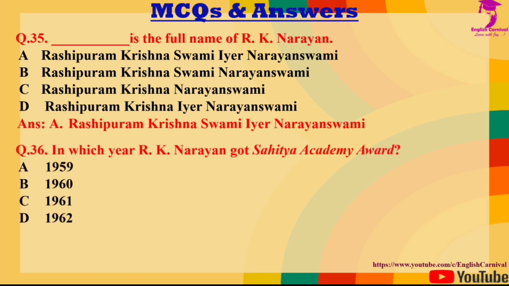Question number 36 we have, in which year R.K. Narayan got Sahitya Akademi Award? Options are A. 1959, B. 1960, C. 1961, and D. 1962. The correct answer is B, that is 1960.